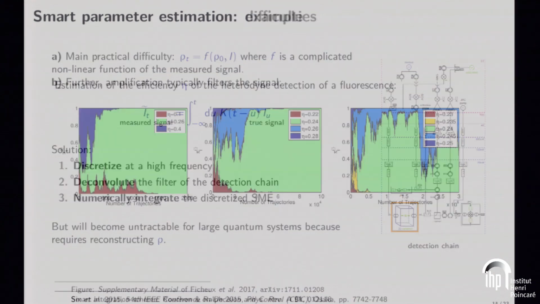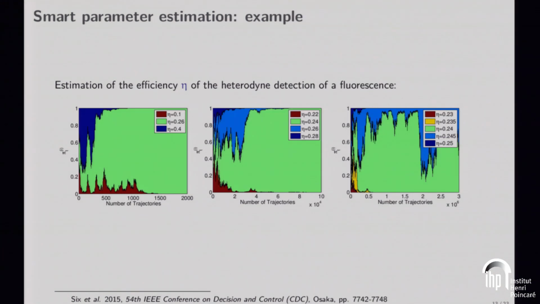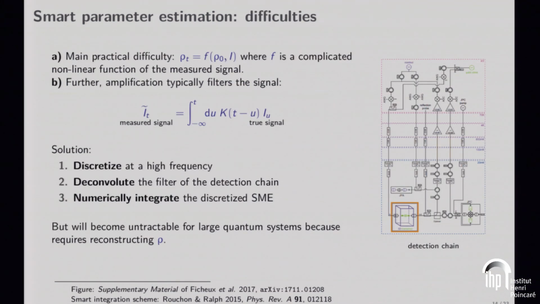But there is, I mean, and I'm not. Of course, this works, and this is actually done with real data. So I'm not saying it cannot be implemented. Of course, it is efficiently implemented. But there are some practical difficulties if you want to do that. So the first practical difficulty is that you have to reconstruct the state. And the state is a complicated nonlinear function of the measured signal. Basically, you have to solve a nonlinear stochastic master equation to reconstruct the state.